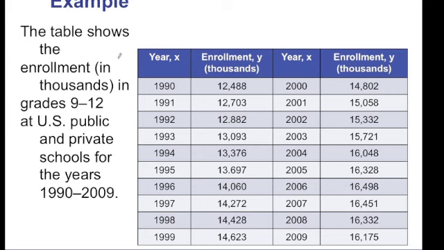Here's a set of data. This is the enrollment in thousands of grades 9 to 12 in U.S. public and private high schools in the years 1990 to 2009. So how many thousands of students were enrolled? If thinking of these as thousands, you'd add 3 zeros. This starts with 12 million something.